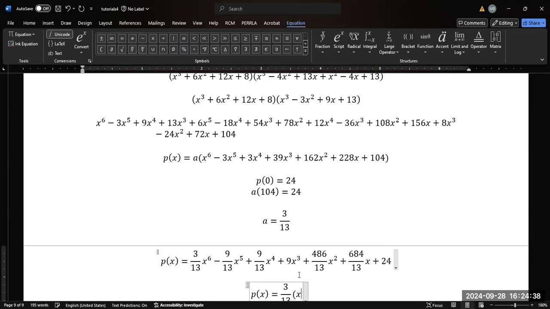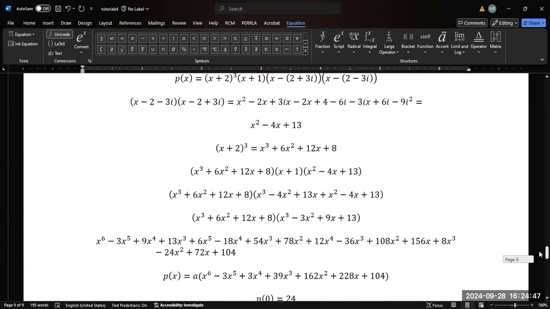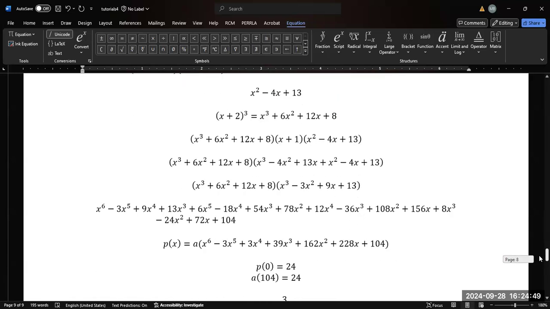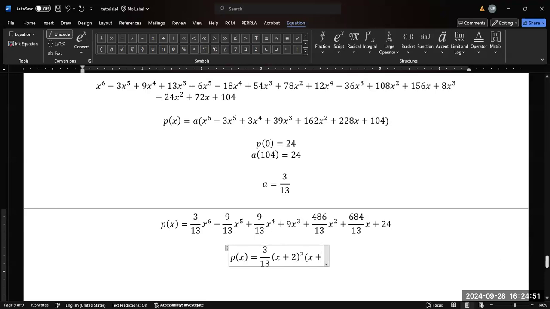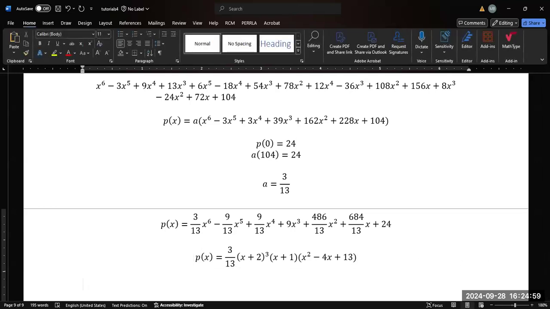What were our factors? X plus 2 cubed, x plus 1, and x squared minus 4x plus 13. Either of these are valid algebraically equivalent answers, assuming I didn't lose a minus sign someplace.